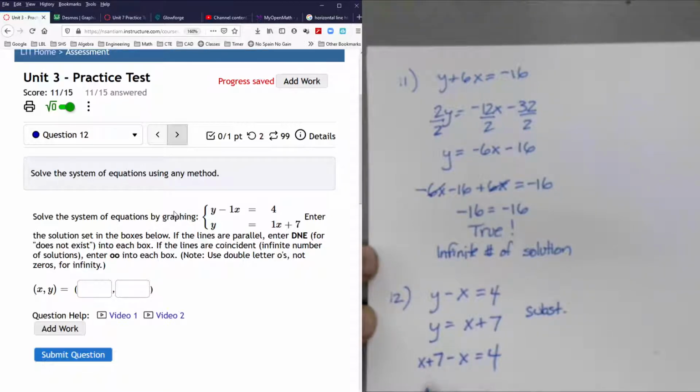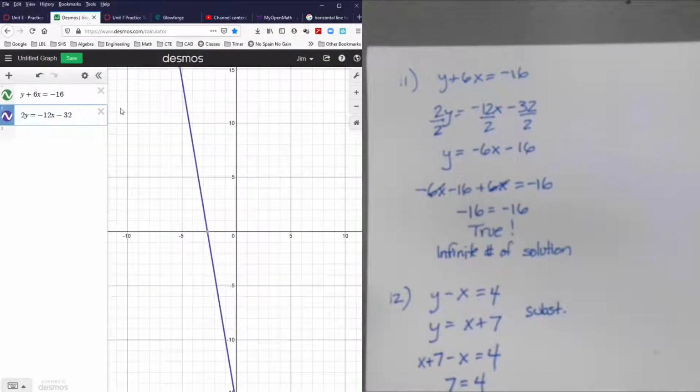And what I see here is my x's cancel each other out. x minus x is 0, and so I've got 7 is equal to 4. That is not true. Okay, 7 does not equal 4. So that means that there are no solutions to this. This also means that those two lines are parallel and they don't actually ever touch. And so let's take a look at that and just verify that that's the case.